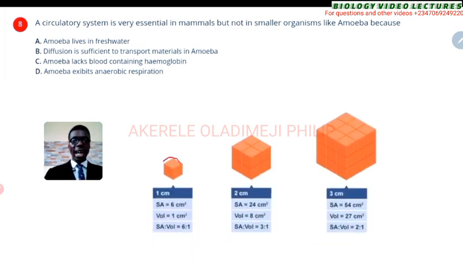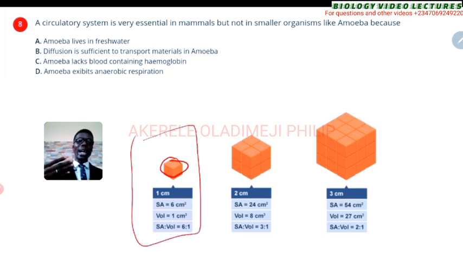This is like amoeba in its environment. The surface area is in contact with all the parts of this organism. Let's assume that's amoeba, I just used the box. Yes, it's all in contact with its environment. So it can actually, it's just one single cell. So the surface area to volume ratio is very, very high, I mean to say. So for that reason, diffusion is enough for it.